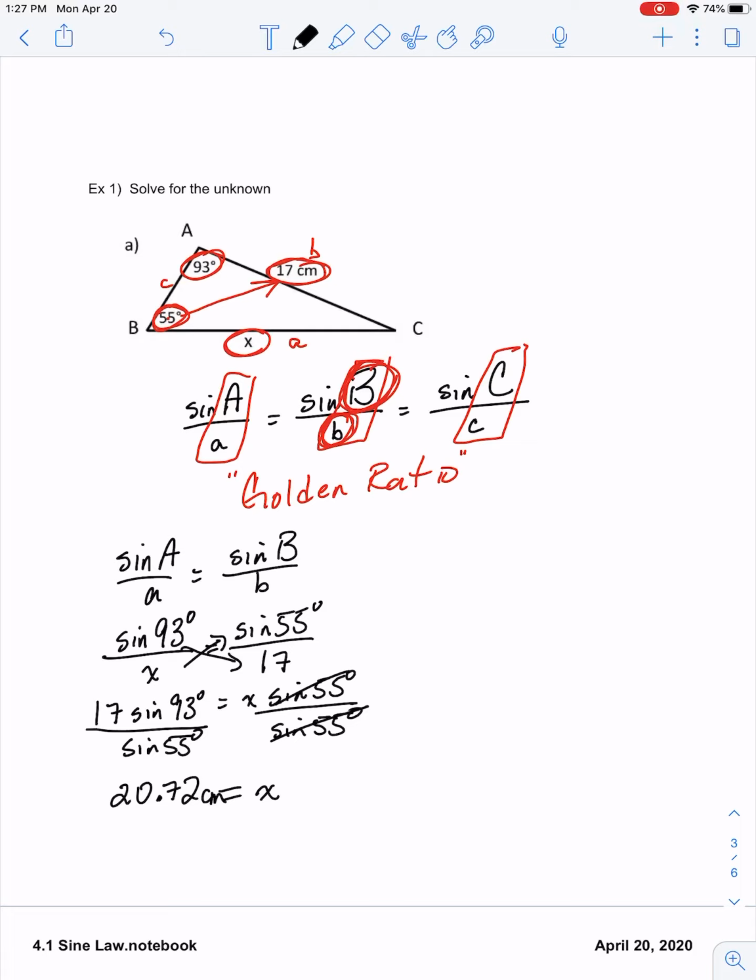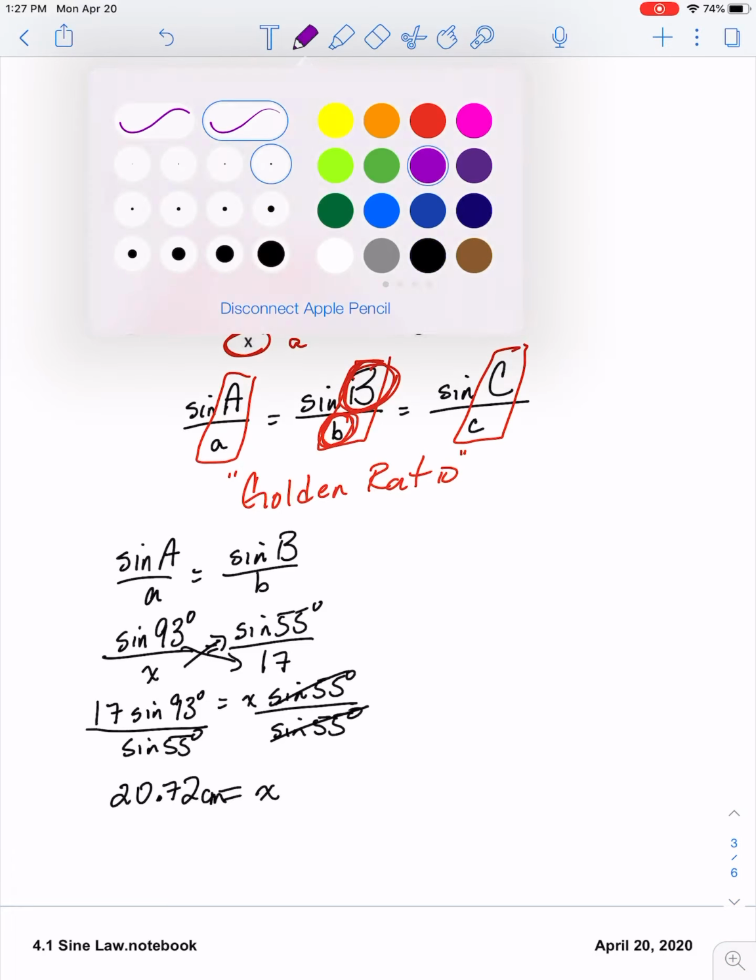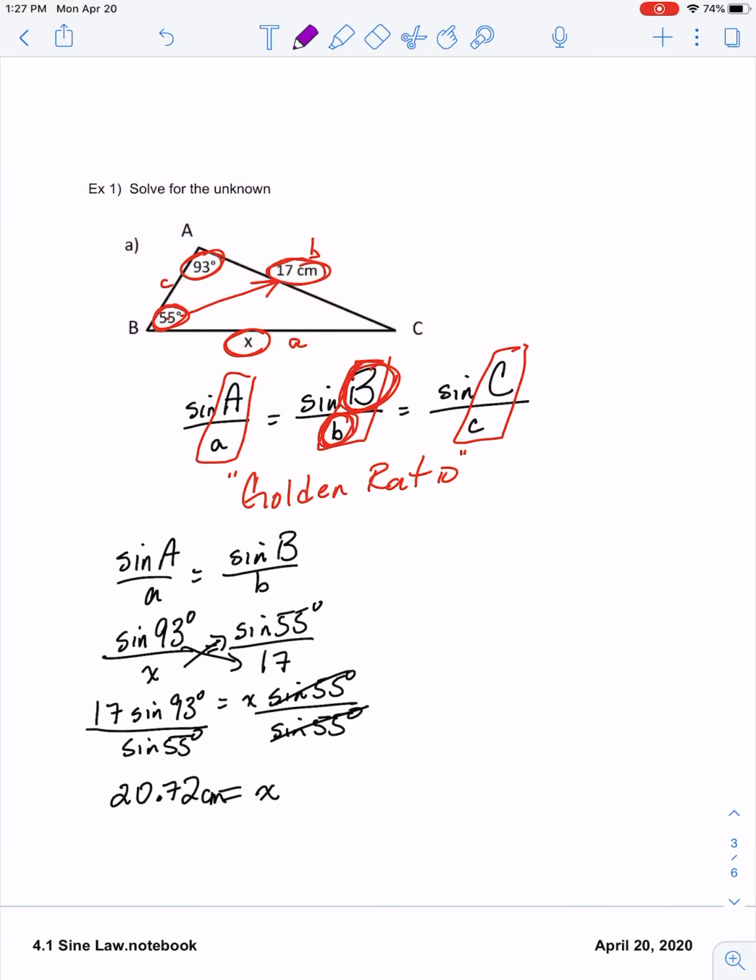Okay? Now, if we needed to find side C, that's not what we're asked to find, but we can still find side C because we can figure out what angle C is. If we do 180 minus 93 minus 55, we know that angle C is 32 degrees. So if I needed to find side C, let's call it Y. We didn't have to, but let's do it since we're here.